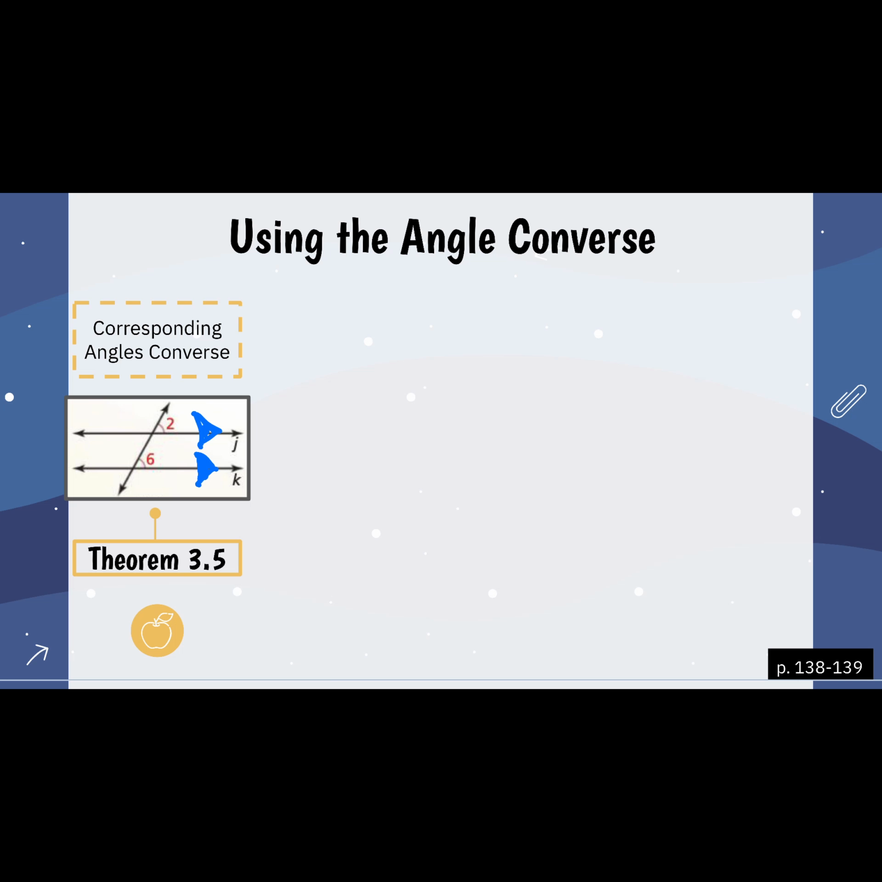As we dig into it more, you'll see where this idea of a converse comes up. But again, yesterday we said these lines are parallel. J and K, yesterday we said J and K are parallel. So that means that angle 2 and angle 6 are corresponding angles. That's what we learned yesterday. Today, we're kind of looking at the other side of it. We're saying if angle 2 and angle 6 are the same, if they're corresponding angles, then that means that line J and line K have to be parallel.